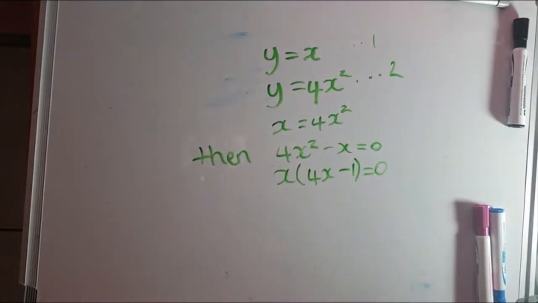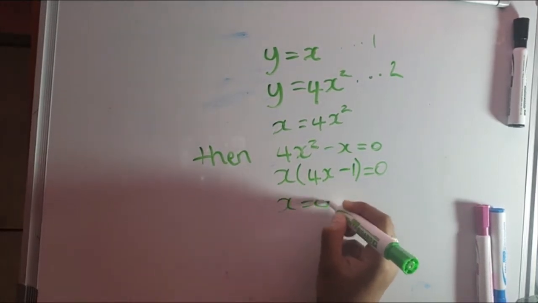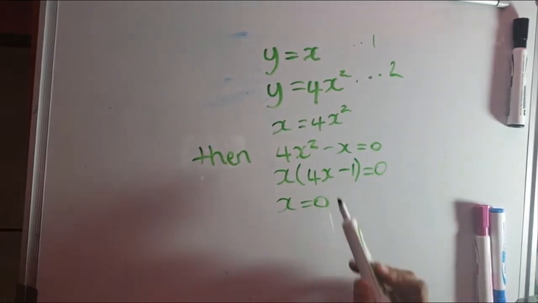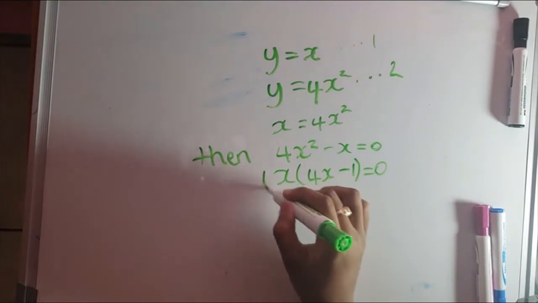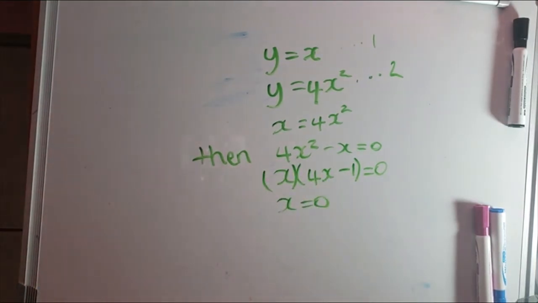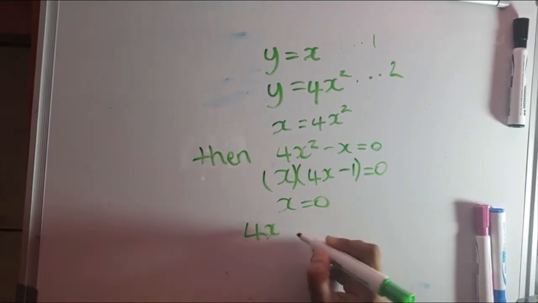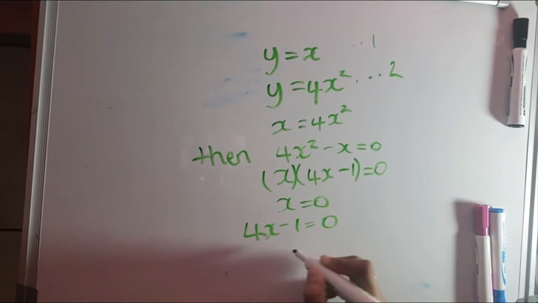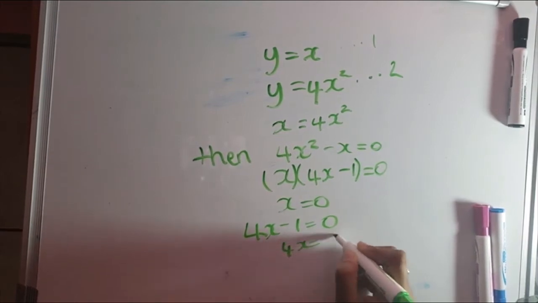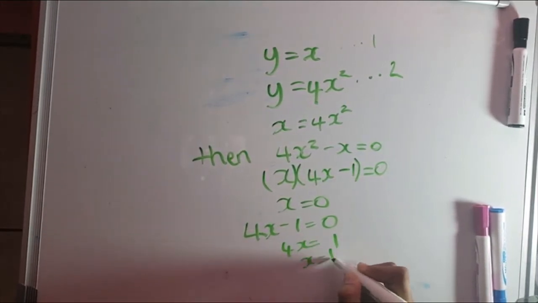So what two values will satisfy this? The first one is x is equal to 0, because these are basically two different factors, if you want to put it like that. So we have x is equal to 0 and 4x minus 1 is equal to 0. 4x is equal to 1 and x is equal to a quarter.